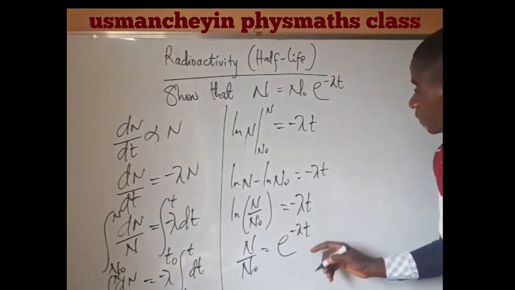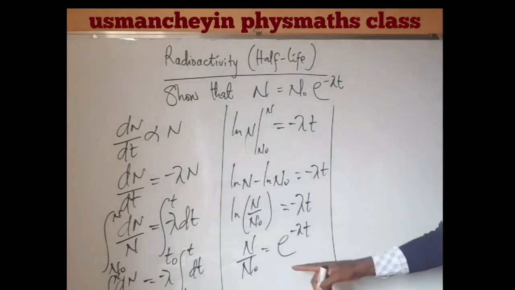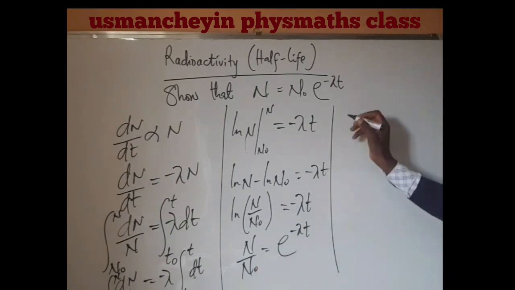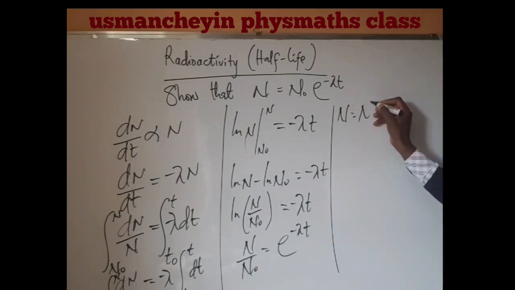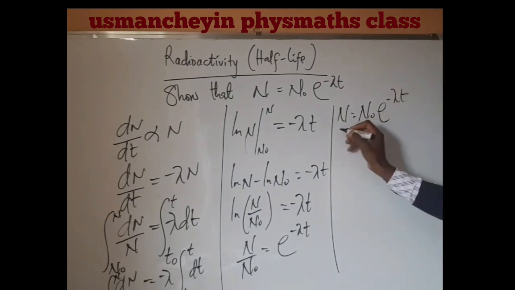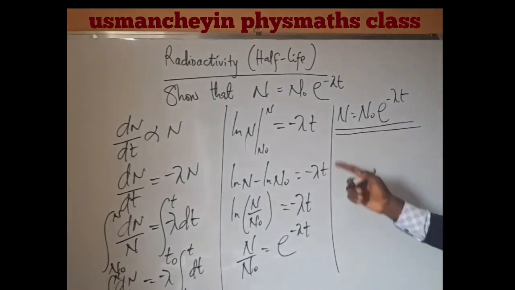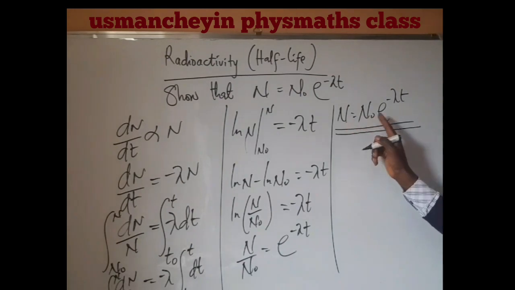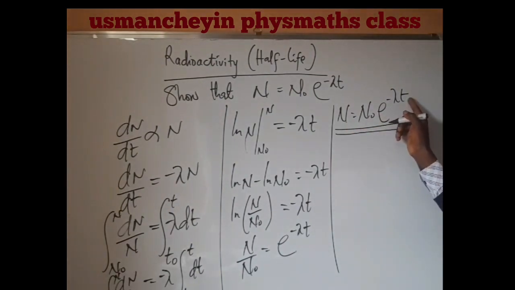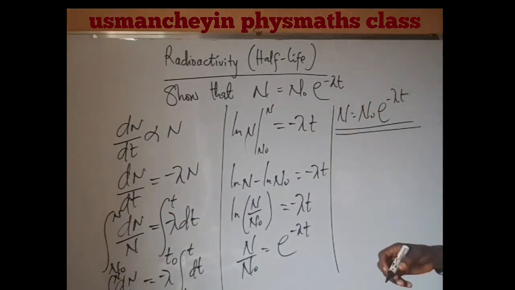So from this point we continue. We just rearrange, multiplying both sides by N naught, so that N is equal to N naught e raised to the power negative lambda t. So this is the relationship. If you are asked to find the N number of the radioactive sample, you can just use this formula, when the constant is given and the time t is given. You use the formula and get it.